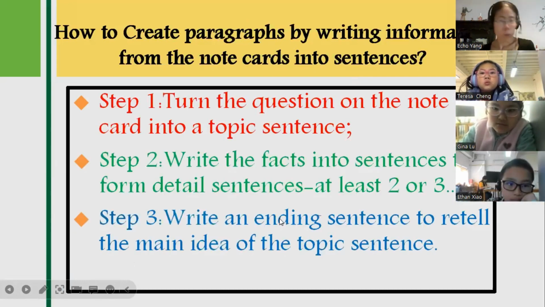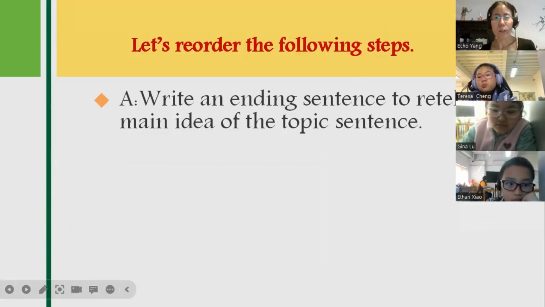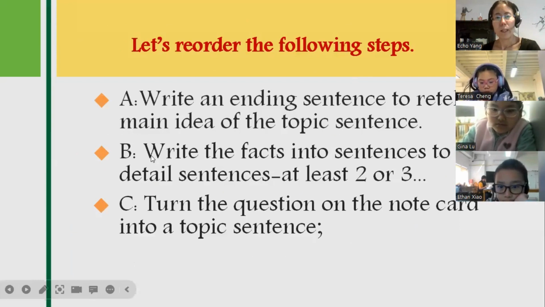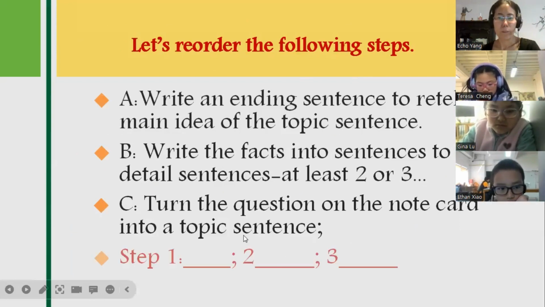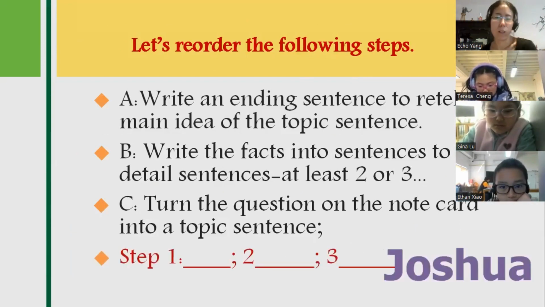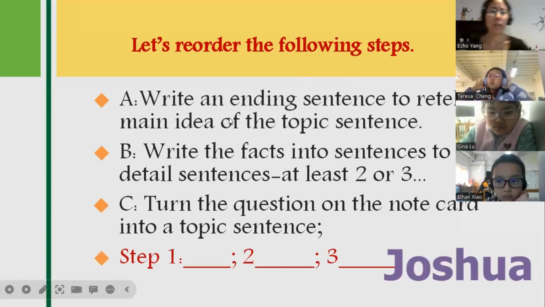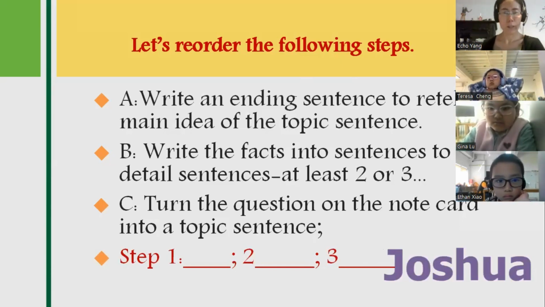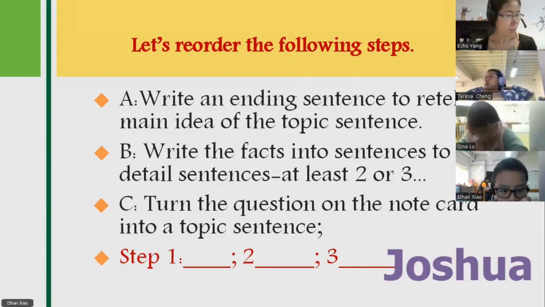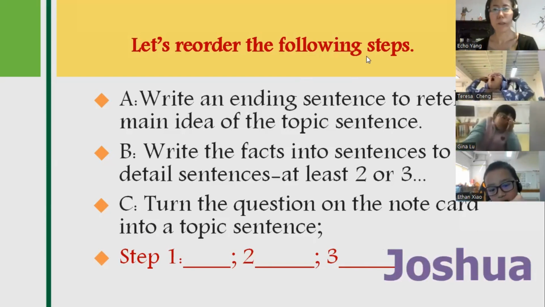So we are going to review. So let's reorder the following steps. A, B, C. So what's the first step, second step, and number 3? Joshua is absent. So Ethan, please tell me what's the correct step. So number 1, how can we write the paragraph using information from the number 1?